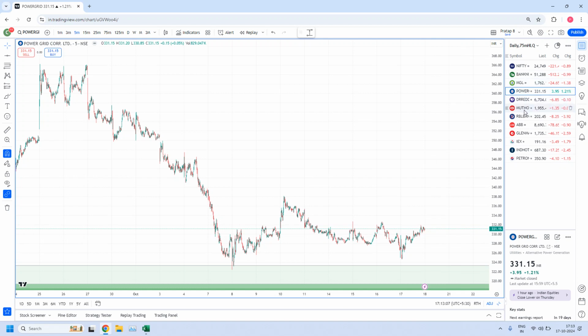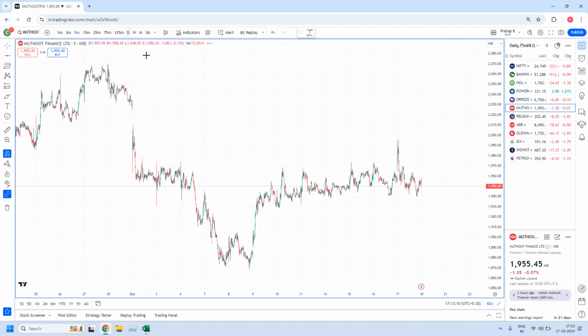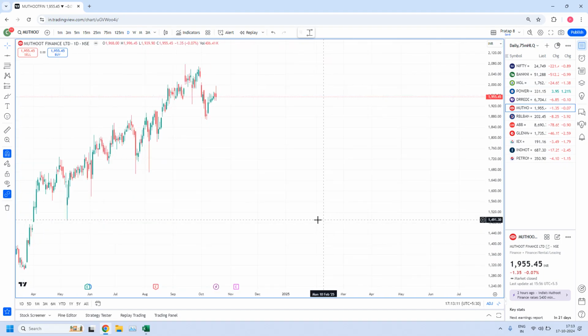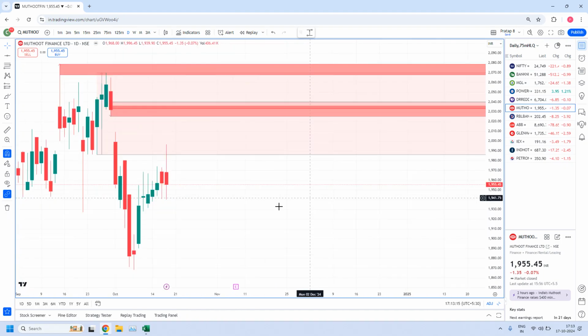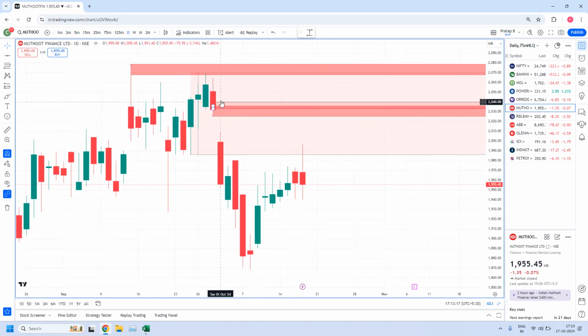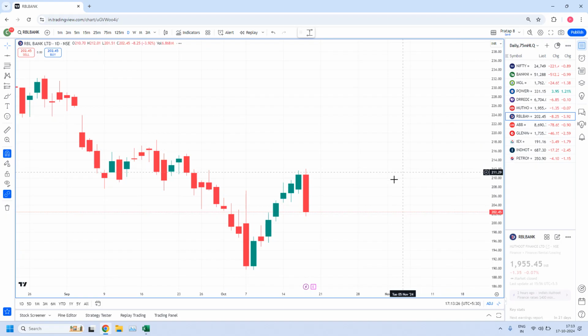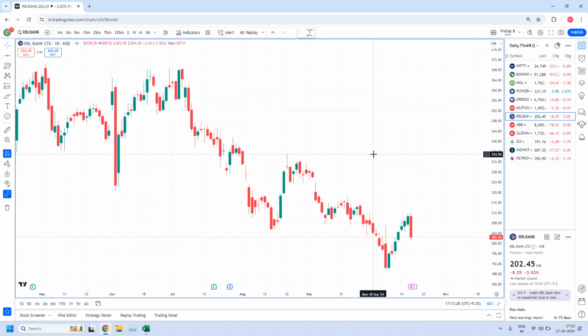Dr. Reddy we discussed, and Muthoot is also a daily supply zone. I think yesterday I explained. In yesterday's video, I explained this Muthoot Finance, how we fine-tune. So please refer to yesterday's video. RBL Bank also we discussed, right?